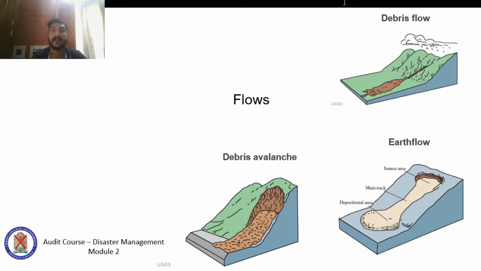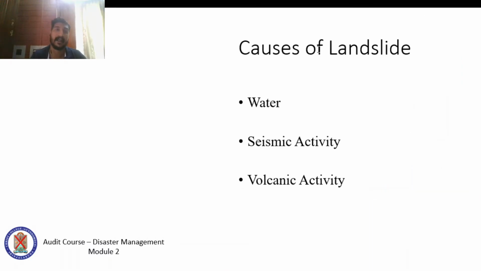The next one is a debris avalanche. It is a variety of very rapid to extremely rapid debris flow, which can cause severe damage to life as well as property. So we just completed the types of landslides. Let's take a look at the possible causes of a landslide.